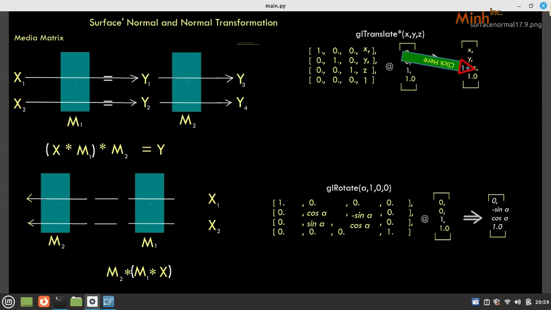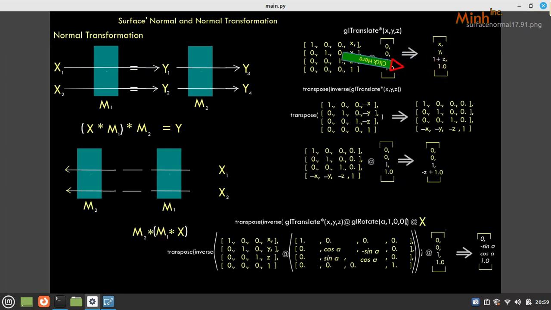Z also got added. But if I do the transpose and inverse of the matrix, and same thing, so first we calculated the inverse, then the transpose. Now the transpose inverse, if I multiply it with the same point, there is no change. Can we see? There is no change at all. It remains unaffected. Only the fourth parameter, so that we can divide. If I normalize it, it is the same.